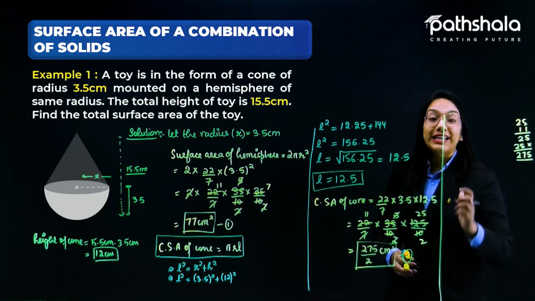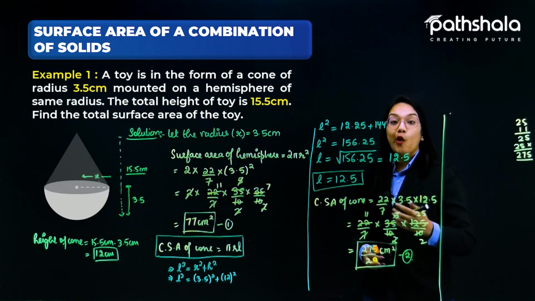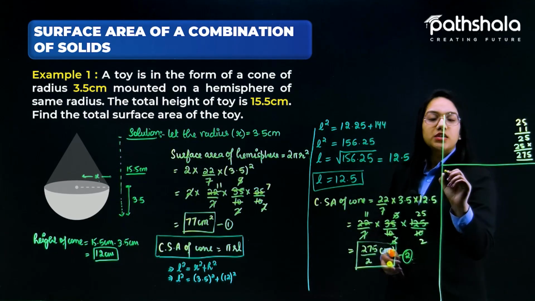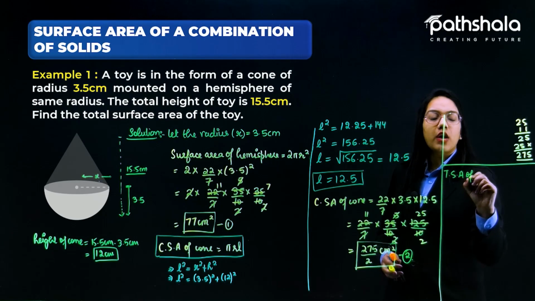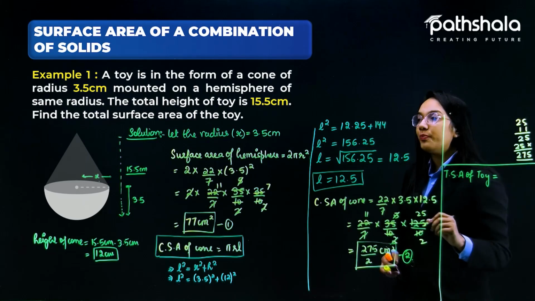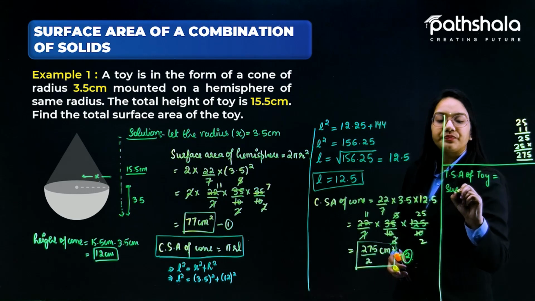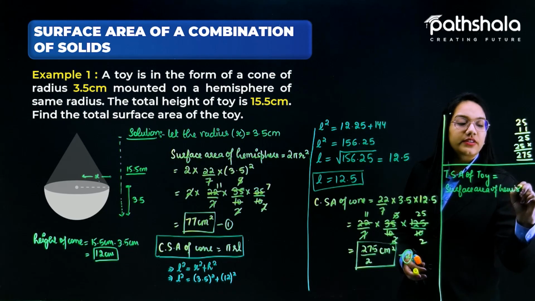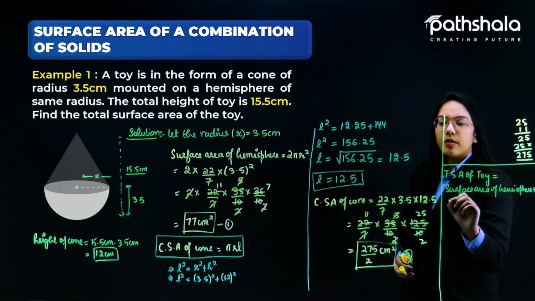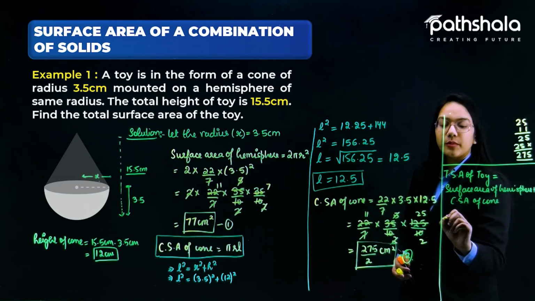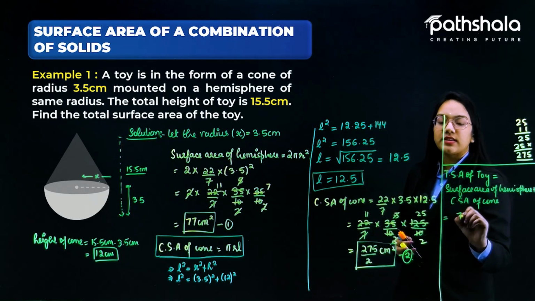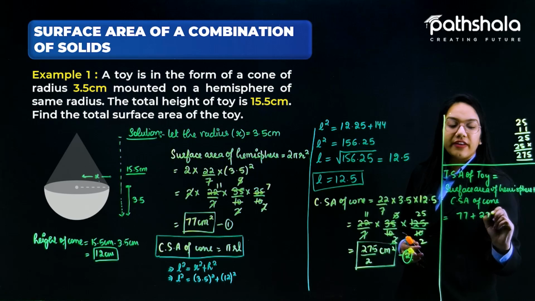So we have to find the TSA of the toy. So let us find the TSA of the toy. The TSA of the toy is equal to the surface area of the hemisphere plus the curved surface area of the cone. So this would be equal to the addition of the first equation and the second one. So this is 77 plus 275 divided by 2.